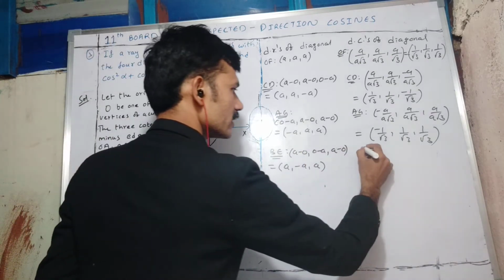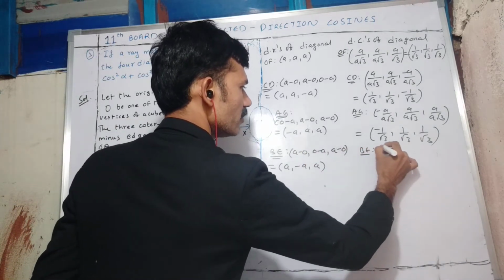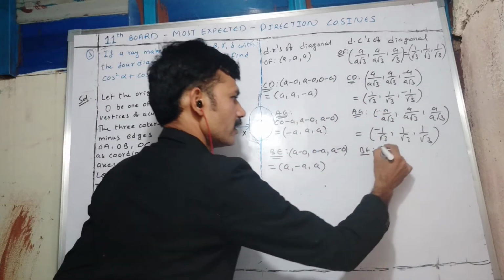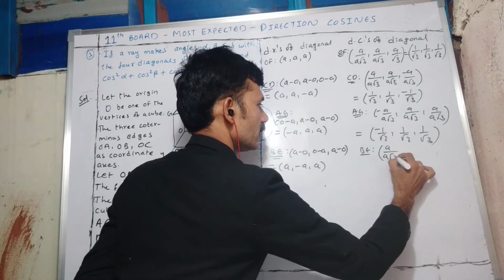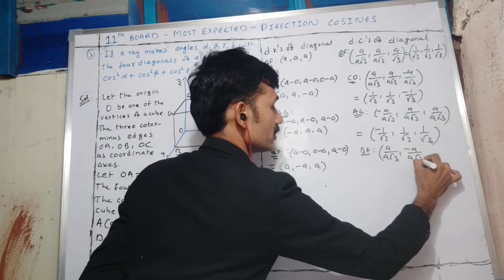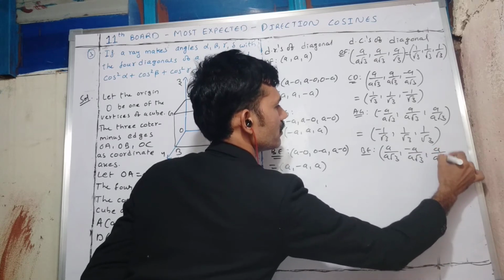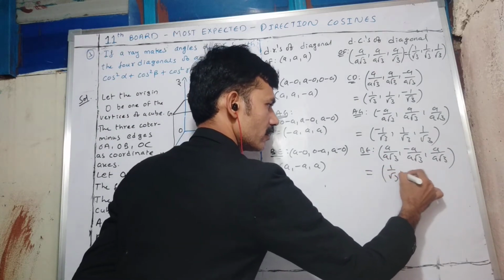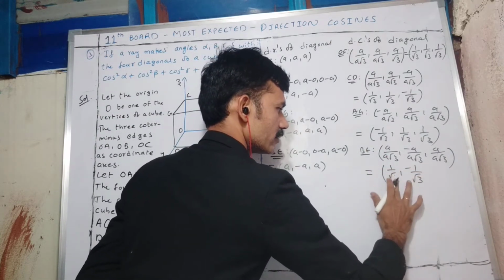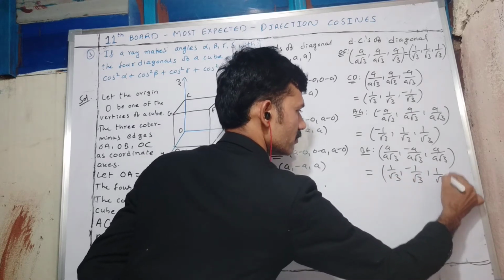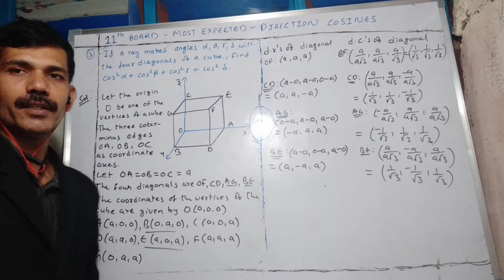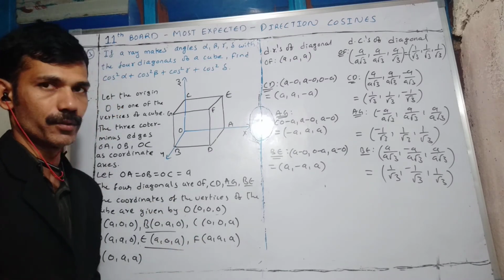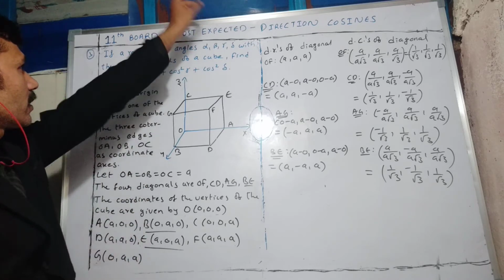Now we can find the direction cosines. Simple. Similarly, how we have found? By dividing each thing with root 3 times A. A upon A root 3, minus A upon A root 3 and A upon A root 3. So what are we going to get? 1 upon root 3, minus 1 upon root 3, 1 upon root 3. So we found the direction cosines of all four diagonals of a cube. Okay, now we'll come to the actual problem.